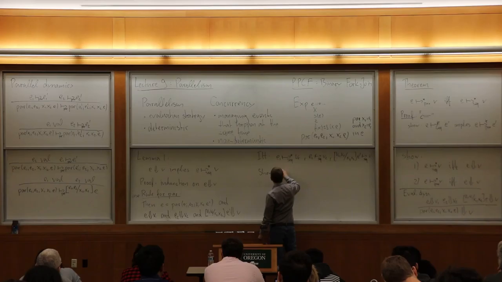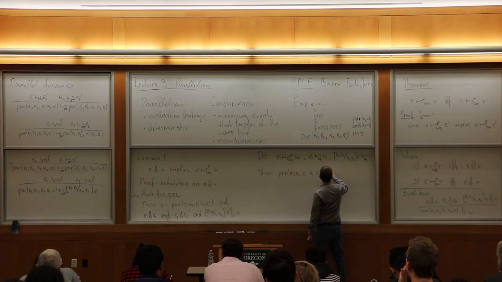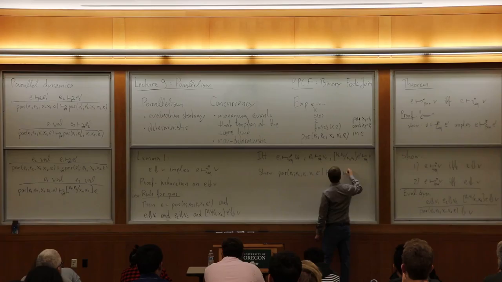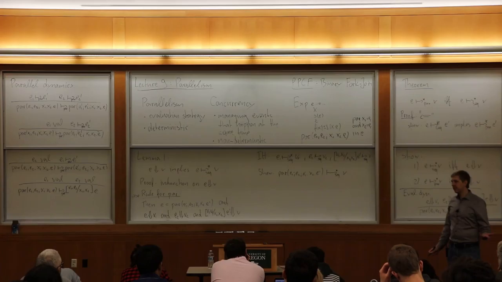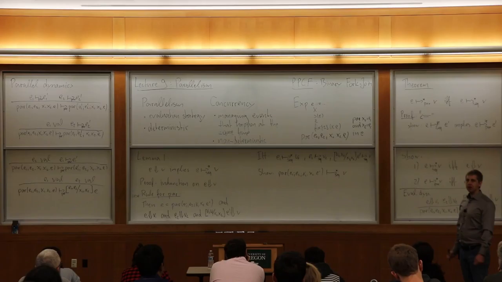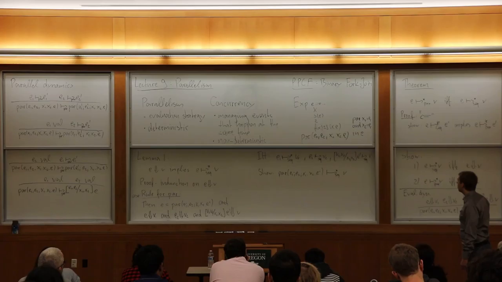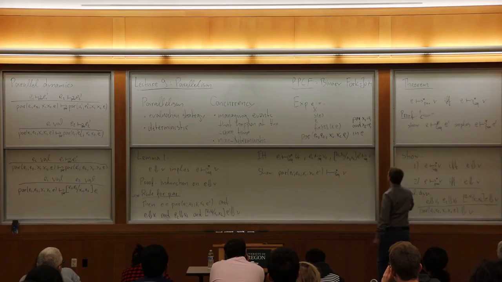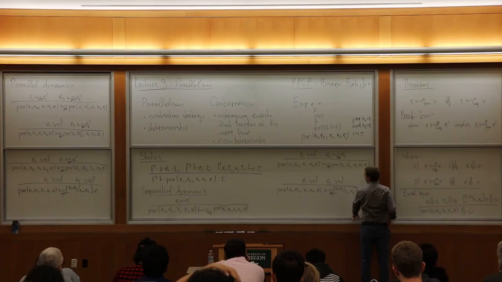So now, what do we have to show? Now we have to show that E, which looks like this, E1, E2, steps in some number of steps to V. So why is this the case? What's the strategy? How do we reach V? We already have some building blocks that we're going to use.